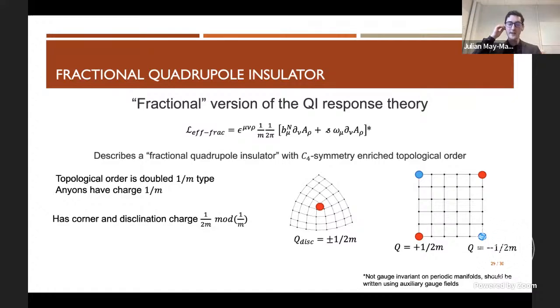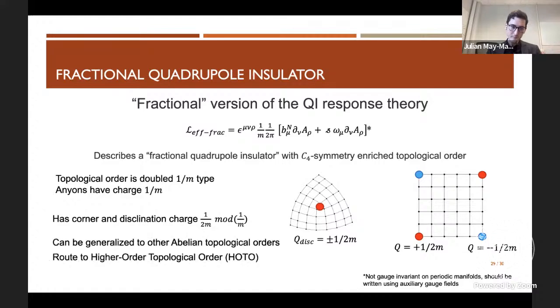Importantly, for this theory, the charge is going to be defined modulo 1 over m, which is the lowest anyon charge. However, since these disclination or corner charges are 1 over 2m, we actually cannot screen the corner charge or disclination charges. In other words, these charges are even further fractionalized beyond the already present fractionalization of our anyon charges.